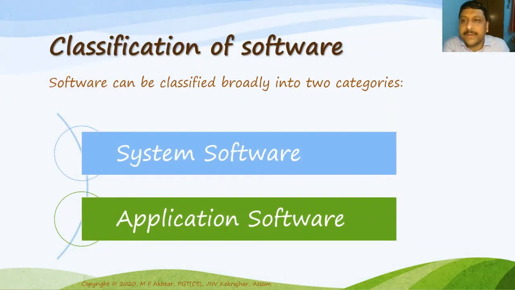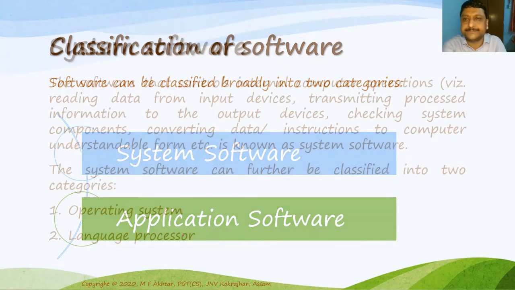Now, here is the classification of software. Software can be classified broadly into two categories. There are two categories of software. First is known as system software and another one is known as the application software. See, what are both the things?